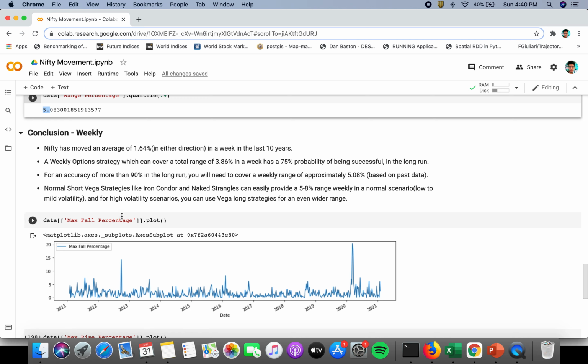And normal short Vega strategies like Iron Condor and Naked Strangles can provide you an easy 5 to 8% range in a week, considering a normal scenario with low to mild volatility. Just ignore the present scenario because right now we have a budget and the markets have been pretty unrealistic for the last 1 or 2 months. So I'm sure things will get normal pretty soon.